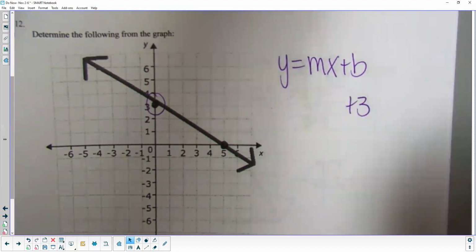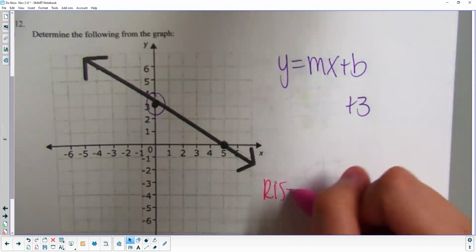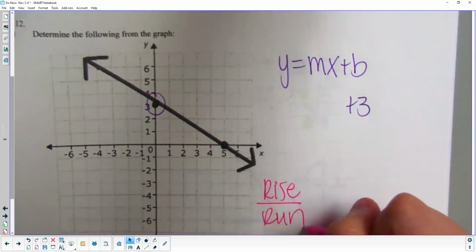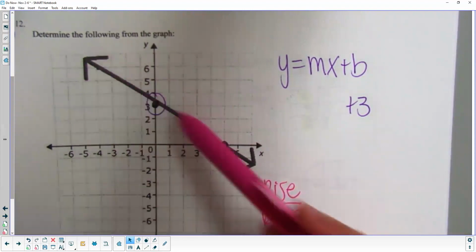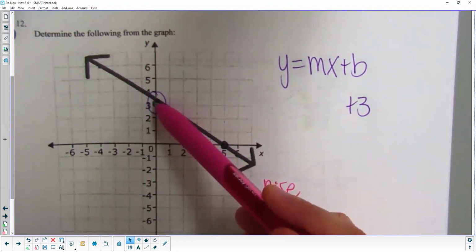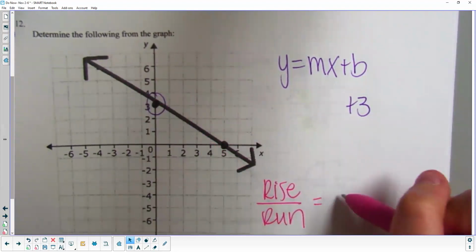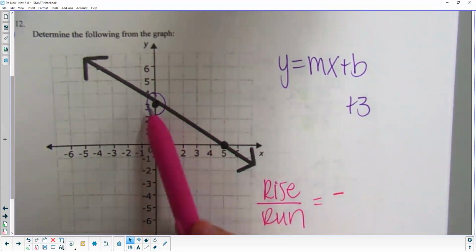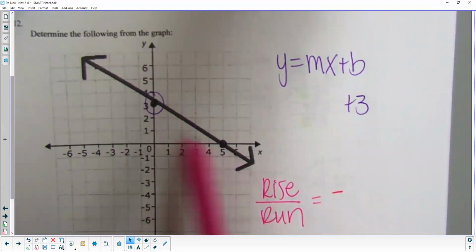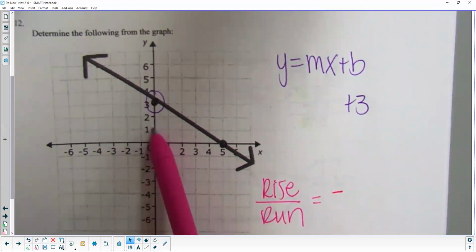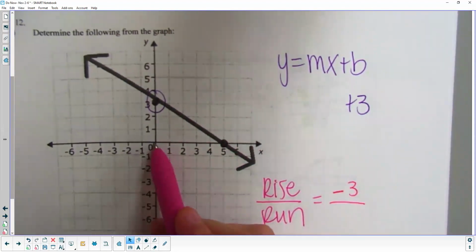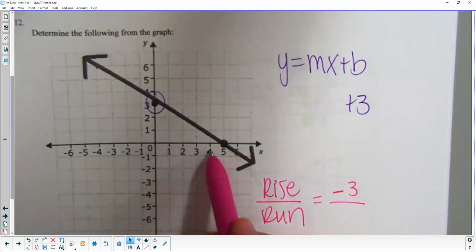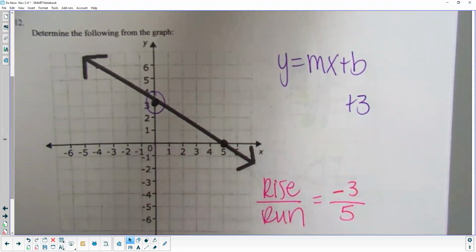To calculate slope, it is rise over run. All right, rise over run. Thinking about this, if I'm going this way, am I rising or am I falling? I am falling, which means it's going to be negative. I'm trying to go to this point right here. So down 1, 2, 3, down 3, and I go to the right 1, 2, 3, 4, 5. And that's all I do for my slope.